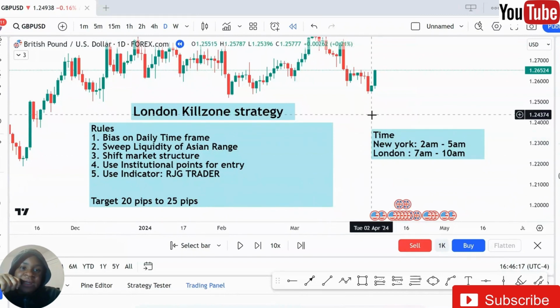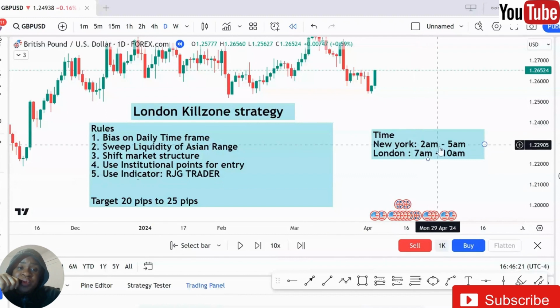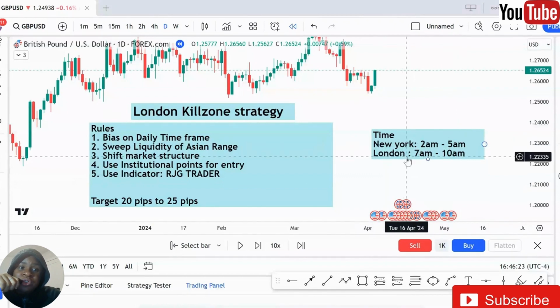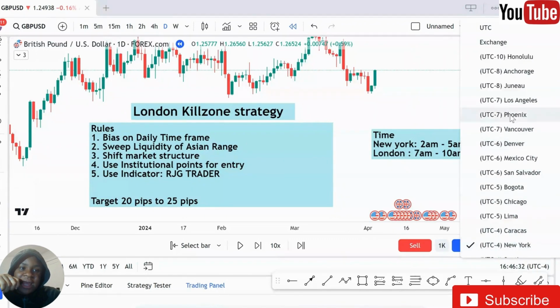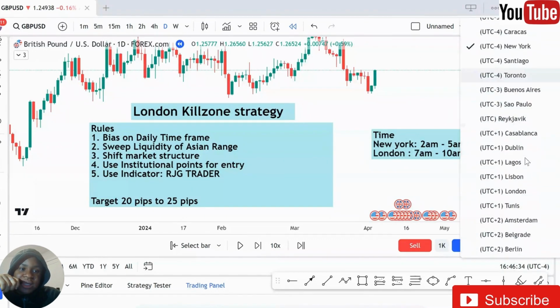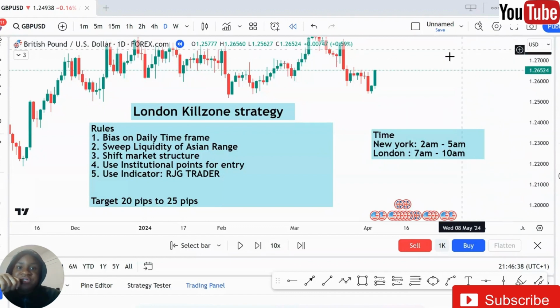Then your time frame, the time range in New York time. If you have New York time, you use 2 a.m. to 5 a.m. London time, that's in case you're in, depending on your country, 7 a.m. to 10 a.m. You can come down here, tap your time, and look for the time that you use. I can decide to use Lagos, that's Nigerian time because I'm Nigerian.